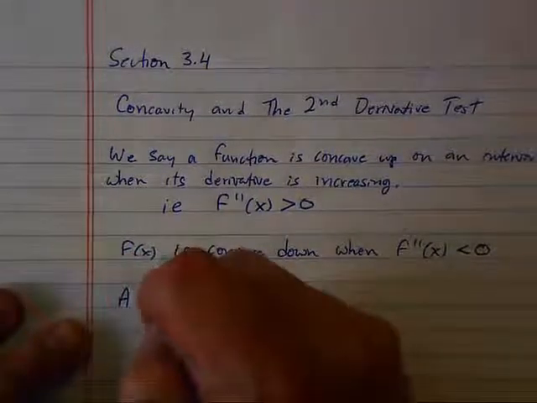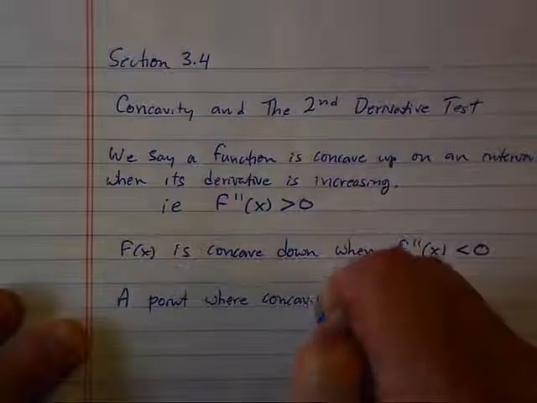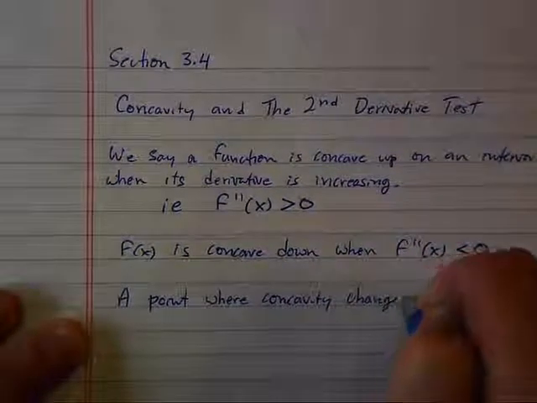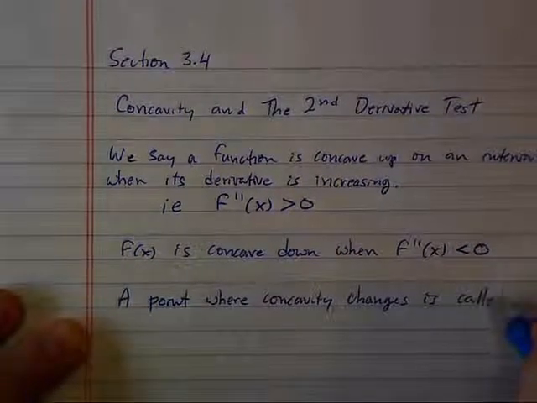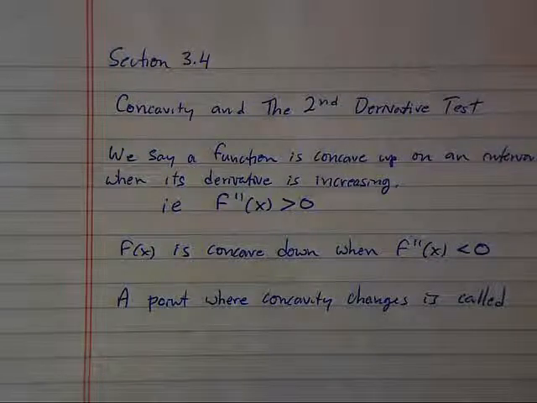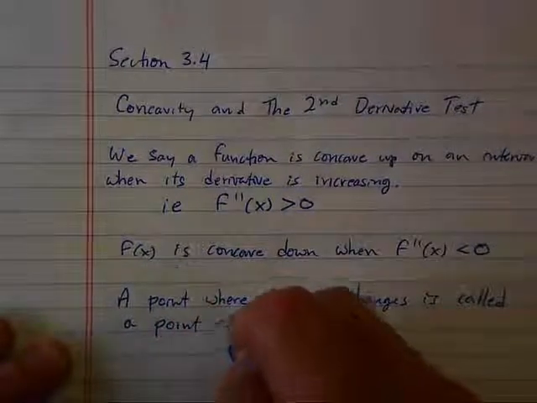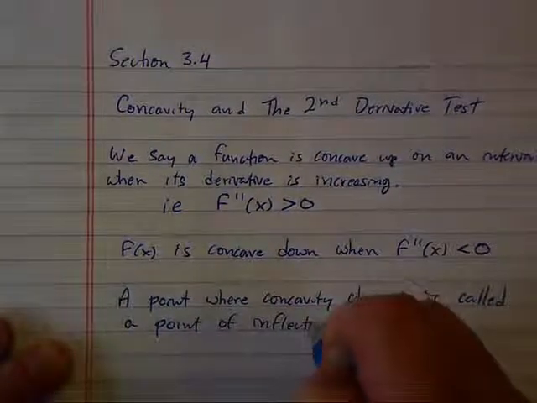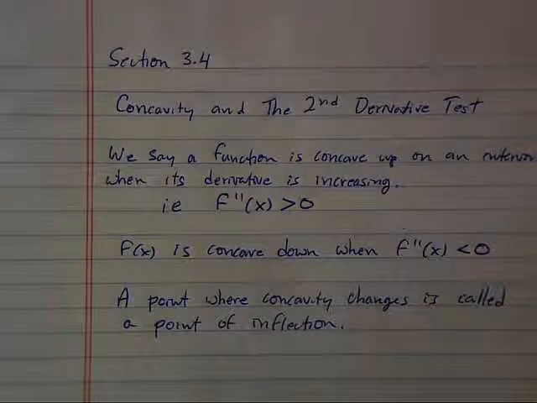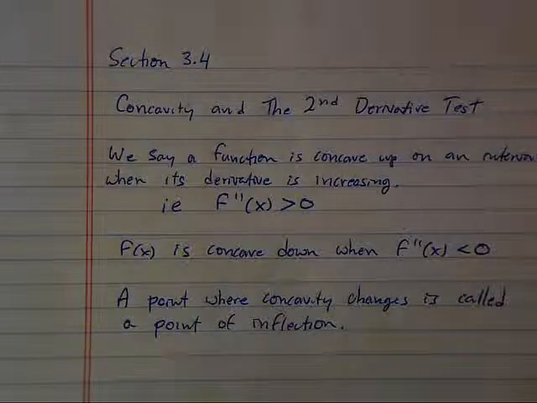A point where concavity changes is called, anybody know what it's called when concavity changes? A point of inflection. So on that picture we had a minute ago, the derivative eventually was fixed at -5, and then it went from the derivative decreasing to the derivative increasing. That would be our point of inflection.